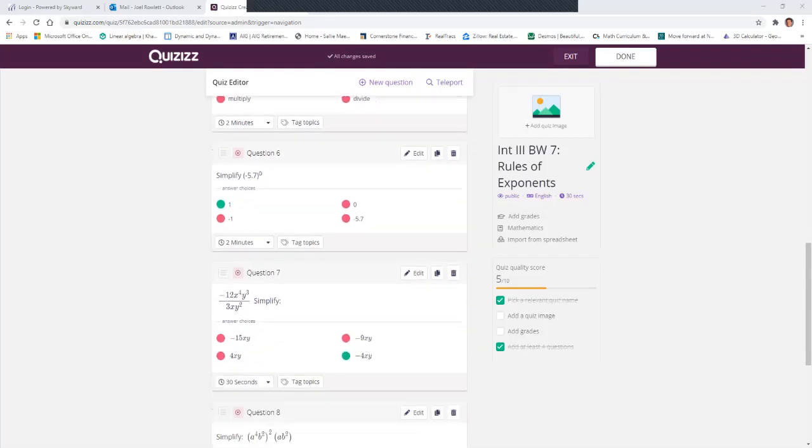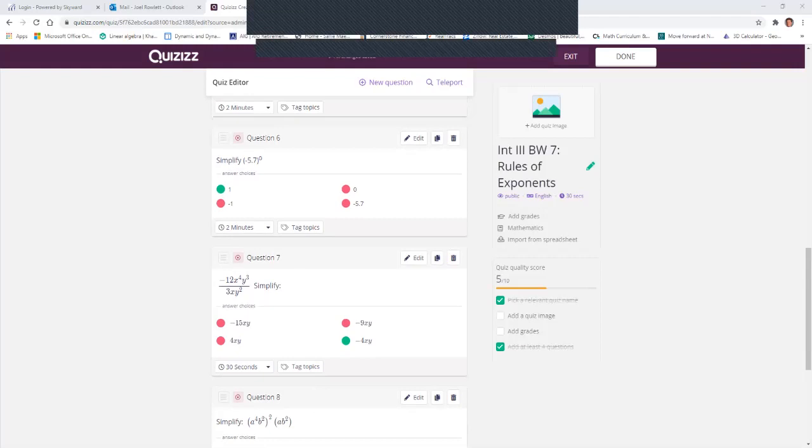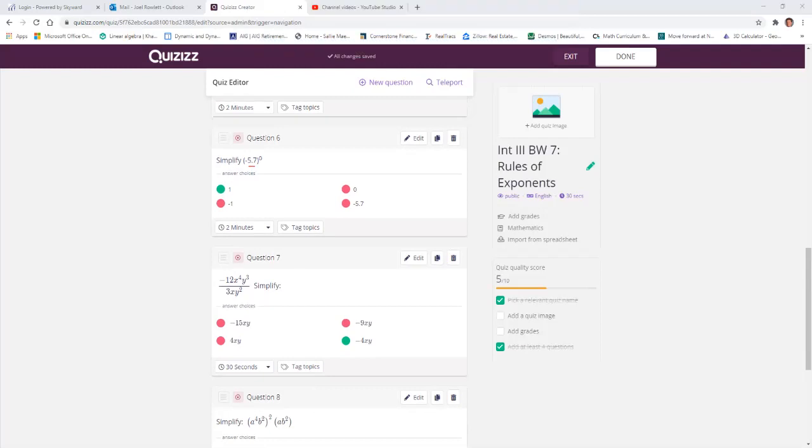Question number 6, remember, any number raised to the power of 0 is equal to 1. That's a rule. Any number, whether it's positive or negative, a fraction or a decimal, doesn't matter. If it's raised to the power of 0, and that's what we're doing here, the answer has to be 1.